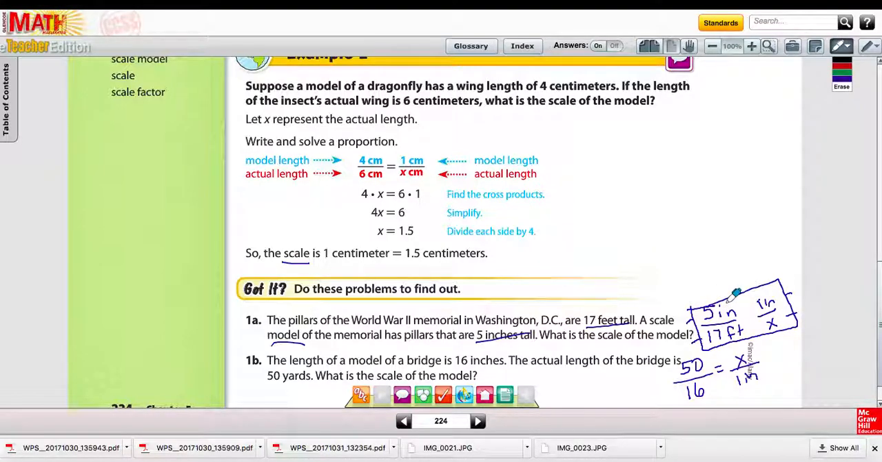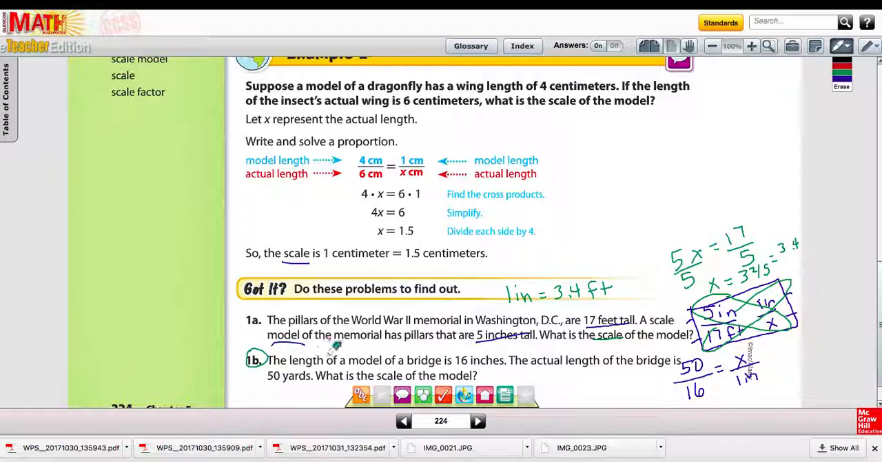In this case, we can cross multiply and divide, or we can use a calculator. I'm going to take 5 times x to get 5x, and 17 times 1 to get 17. I failed to mention we could also do this problem mentally, because 17 divided by 5, I can do that and make that a mixed number, which is 3 and 2/5, or we could write that as 3.4. So what is the scale model? We would say that 1 inch equals 3.4 feet.